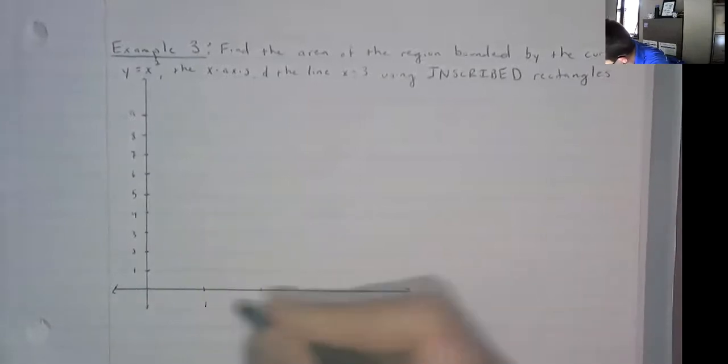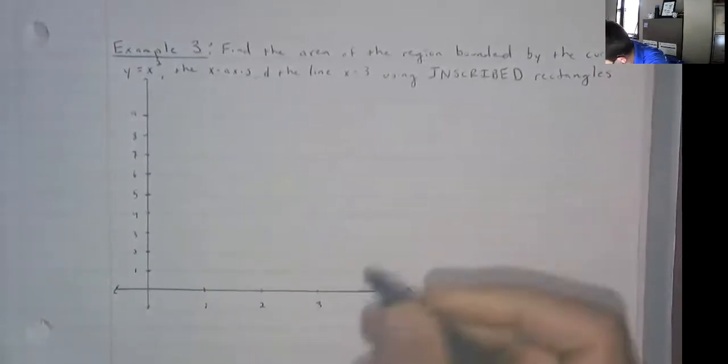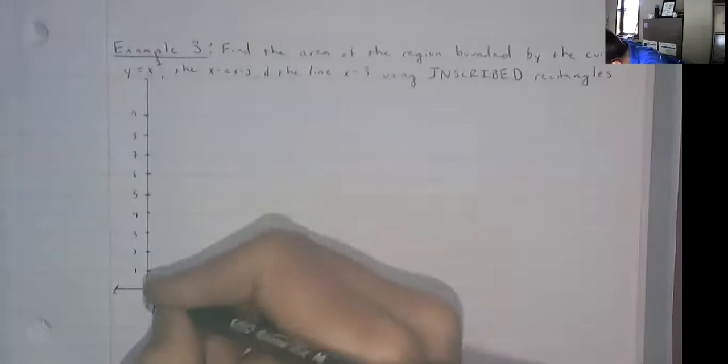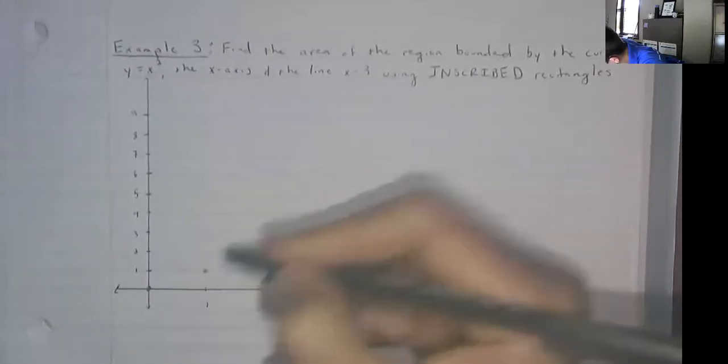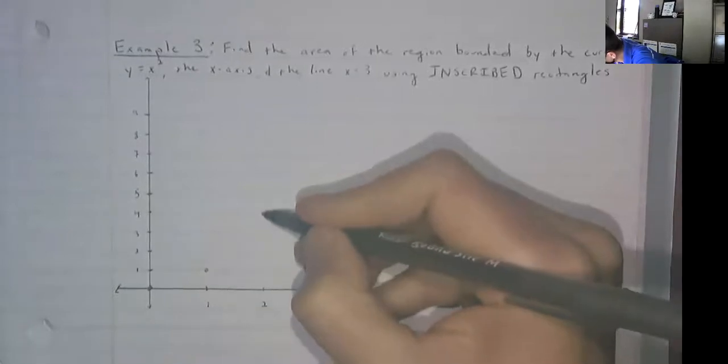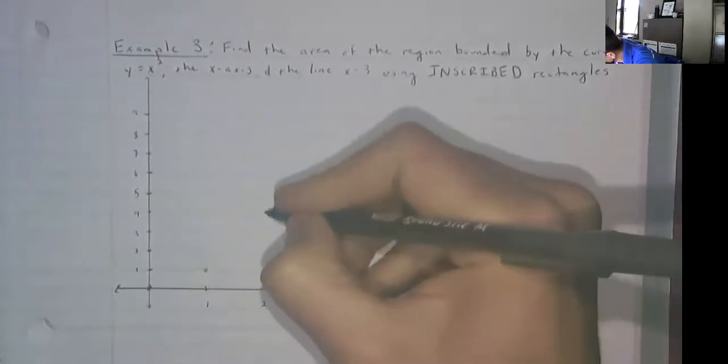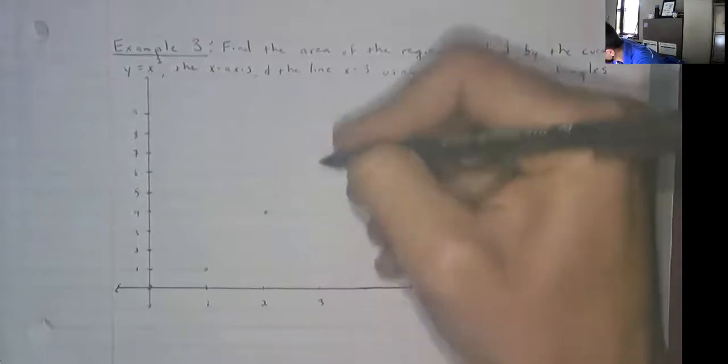1, 2, 3. There's 1, there's 2, there's 3. There's our 0, 0. There's 1, 1. There's 2, 4. And there is 3, 9.